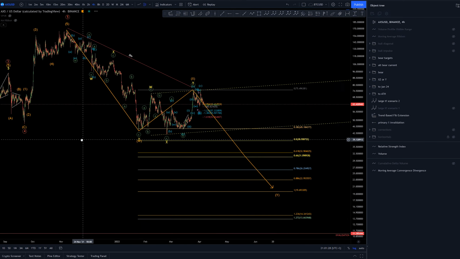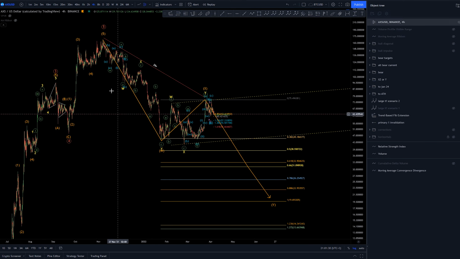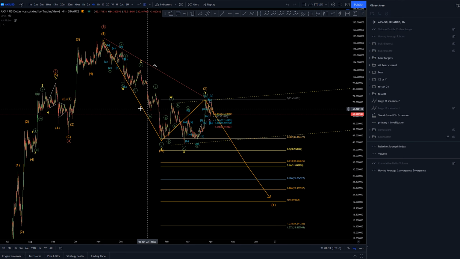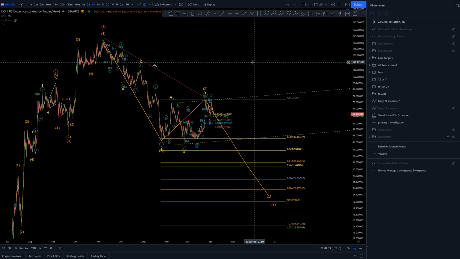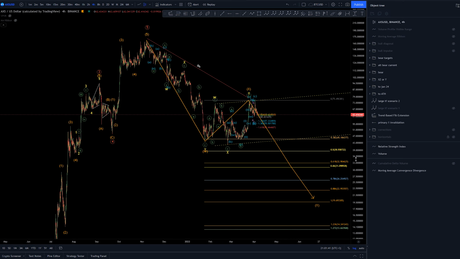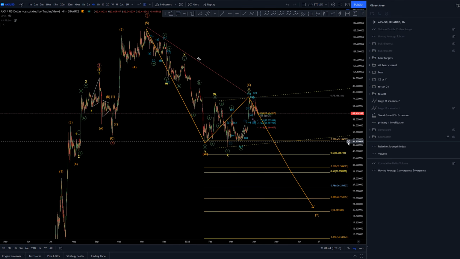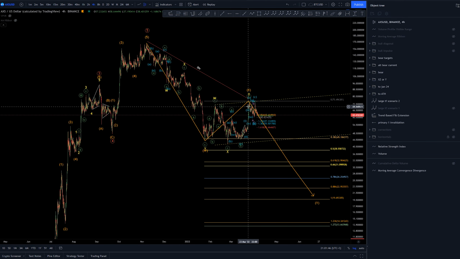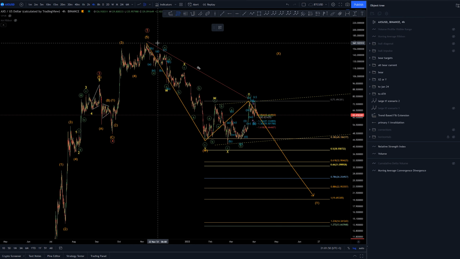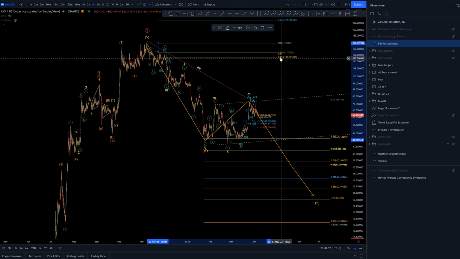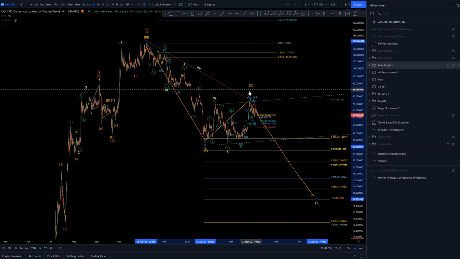And here is the larger time frame expectations. The orange line here is for this large WXY or an ABC. Not sure yet. Most likely it is going to be WXY, because if it needs to be ABC, this X wave would need to come all the way around here, $137, because of the flat pattern.